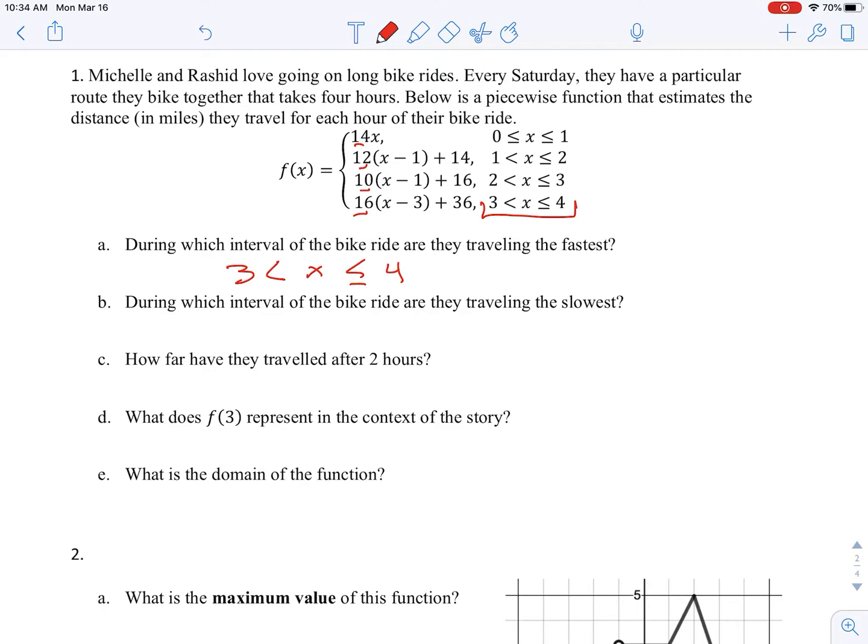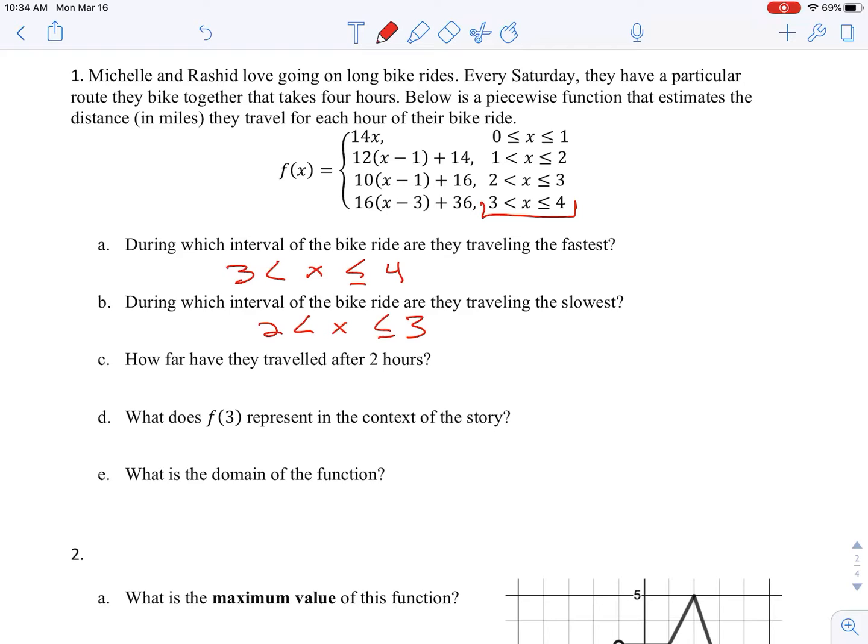During which interval of the bike ride are they traveling the slowest? Well, that would be the 10, because that's the smallest number. So that would be in between this interval, and again, you'd write your answer in a complete sentence. C, how far have they traveled after 2 hours?